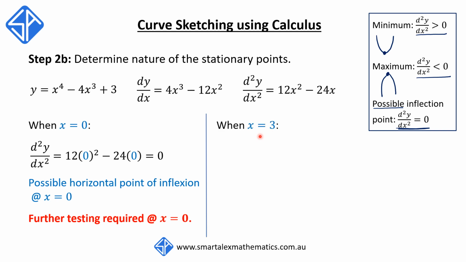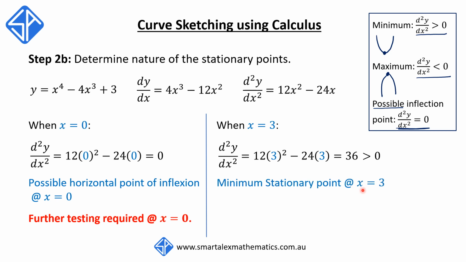When x is equal to 3, we're going to do the same thing. We're going to sub this value of x into d squared y on dx squared expression and evaluate. So when we do this, d squared y on dx squared is equal to 36, which is greater than 0, which tells us the curve concaves up and we're going to have a minimum turning point. So we've got a minimum stationary point at x is equal to 3.